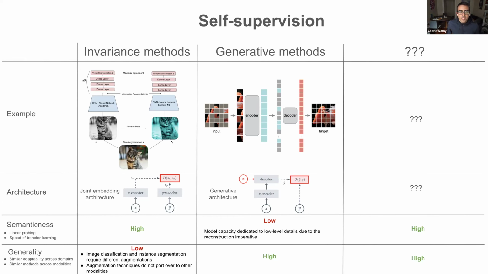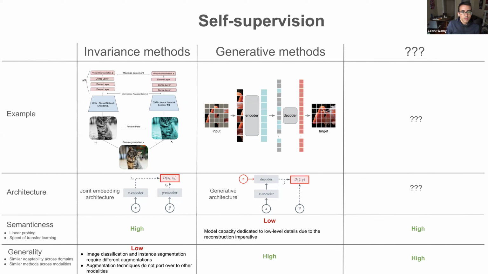sort of a taxonomy of self-supervision methods. And the two main categories of methods that most people are familiar with are invariance methods and generative methods. And so in this table, I sort of contrast these two. So in the first row here, I provide an example of what that architecture looks like.